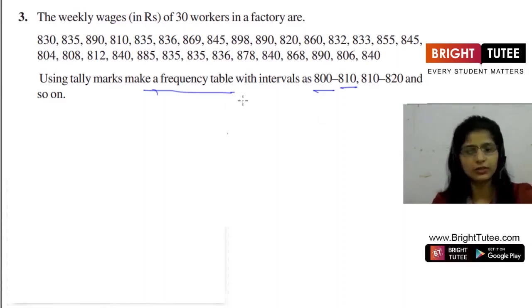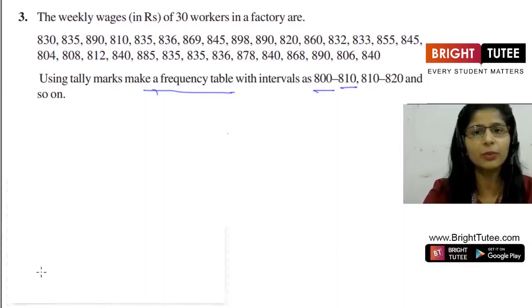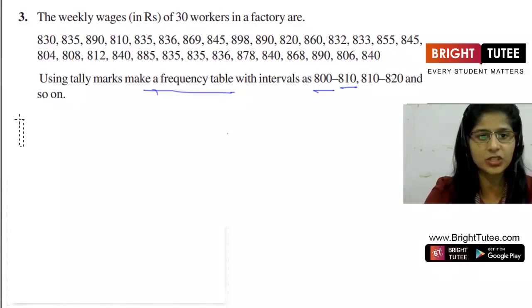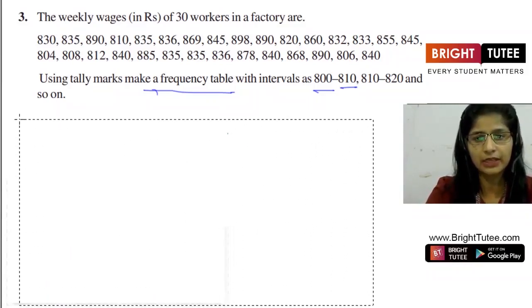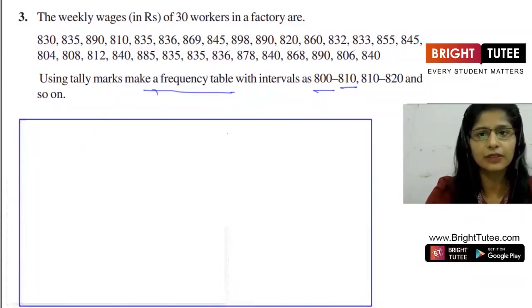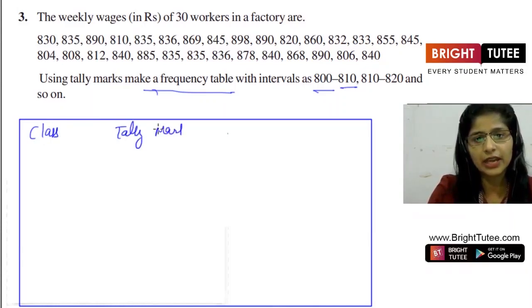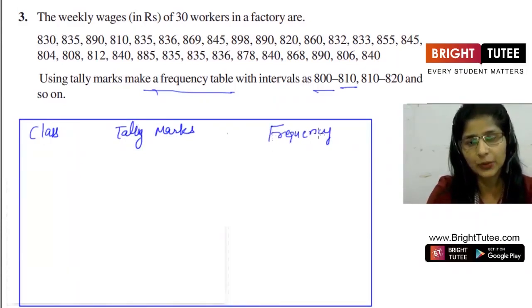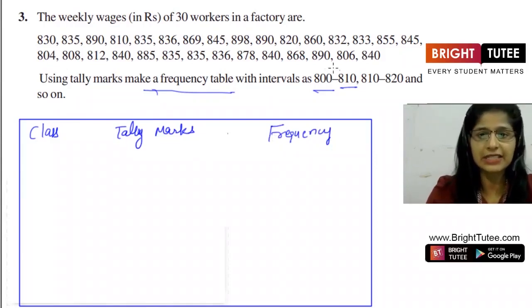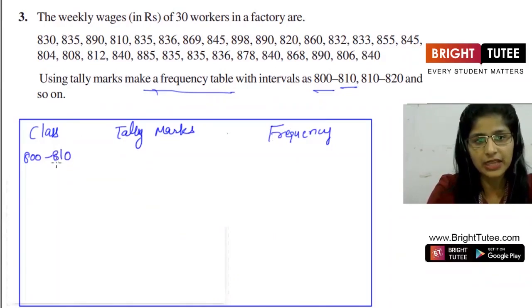Let us draw it out. So let us form one table first for the frequency distribution. So here is the table, right? The first one that we have to note down is the classes. So we will write class interval. So I'm just writing class, and then here tally marks. And the next one that we have to write is frequency. For class, the first class that is to be taken is 800 to 810, right?